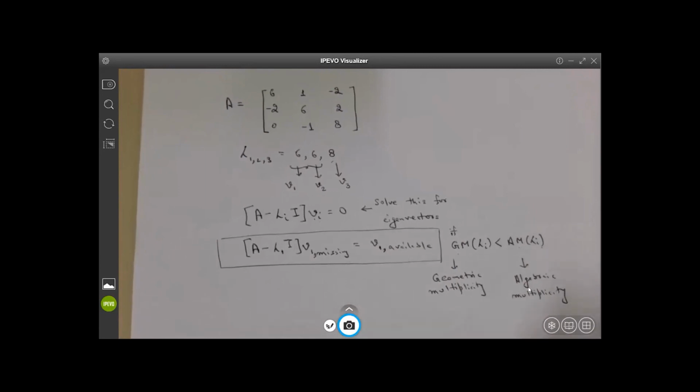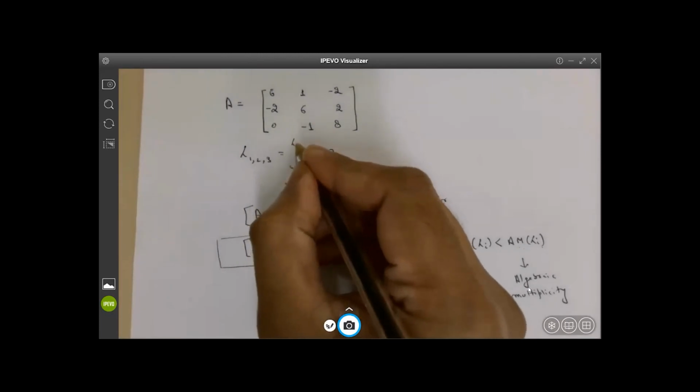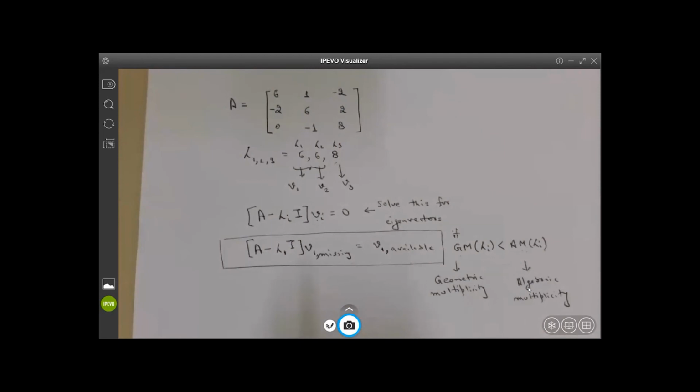Professor, in that equation, is the eigenvalue 1 the one that corresponds to the 8 or to the 6? 6, lambda 1. This is lambda 1. This is lambda 2. This is lambda 3. Okay, thank you. Okay.